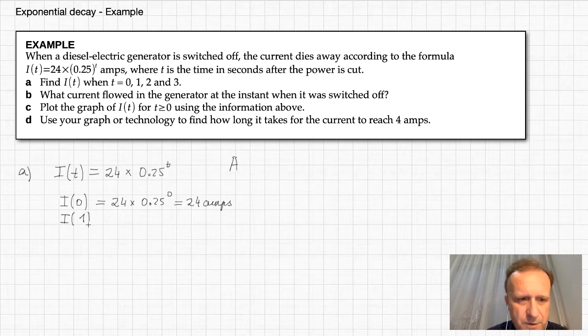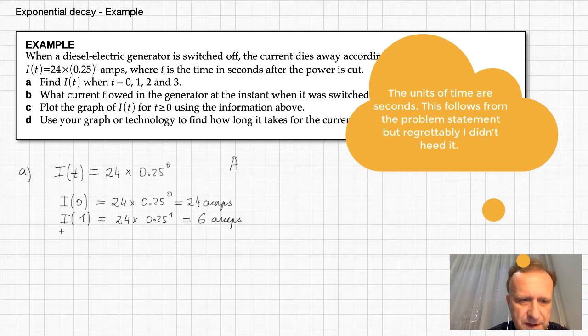I of 1, so the current at the time of 1 is 24 times 0.25 to the power of 1, so it's just 24 times 0.25. So 24 times 0.25 is 1/4 of 24, it's 6. So we have 6 amps at the time of 1. Whatever unit we use, maybe it's milliseconds or something, I don't know, or seconds maybe.